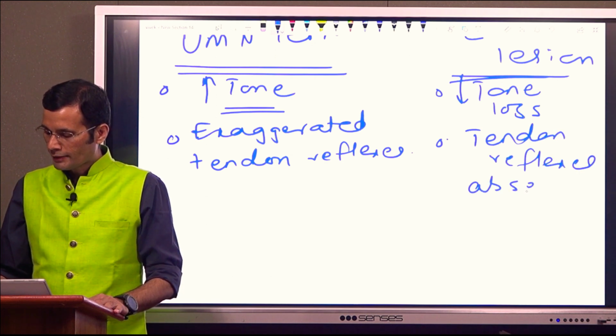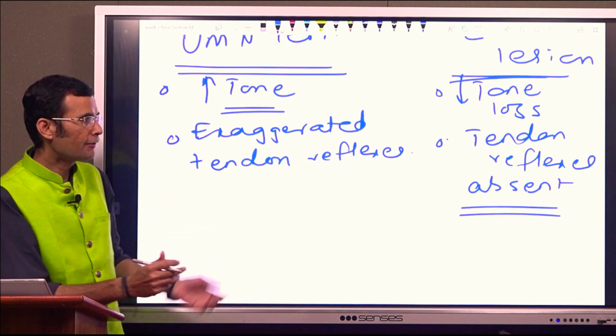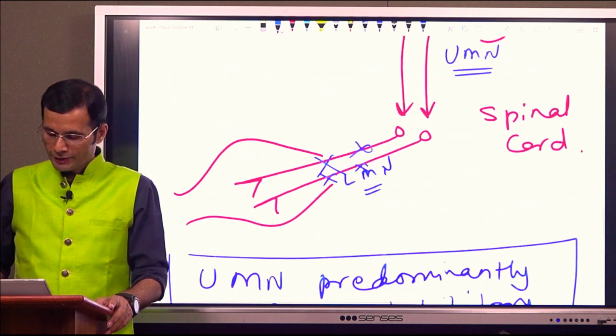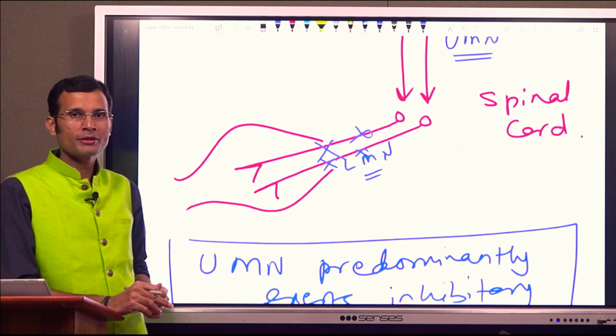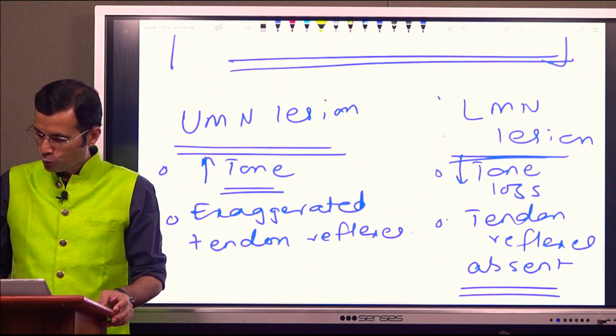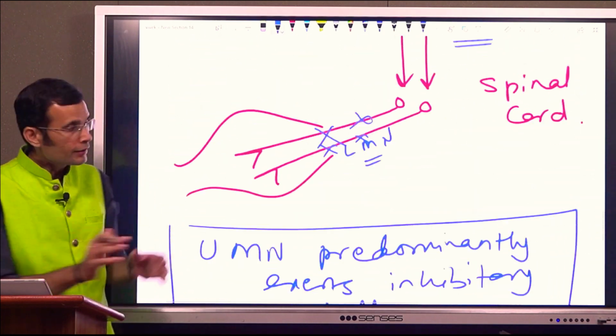So that's the result of diminished activity of the lower motor neuron, decreased activity, because it's the final path that is sending signals to the muscle. Now there is no signal to the muscle. This is the result in the lower motor neuron lesion.